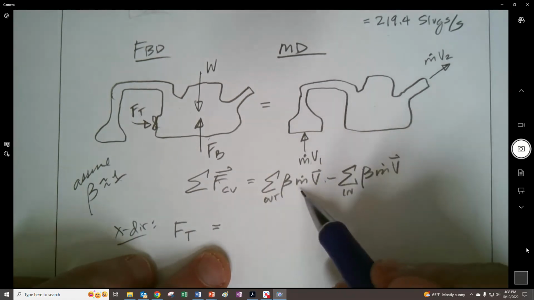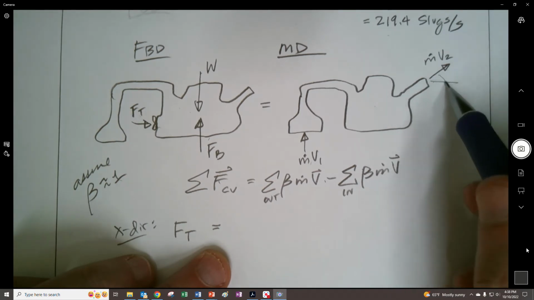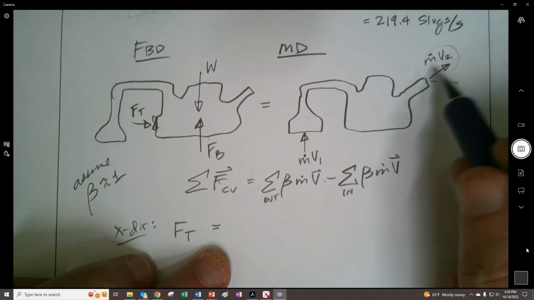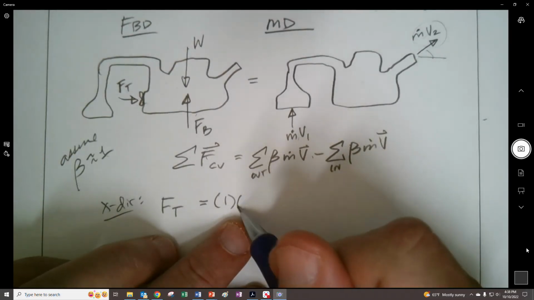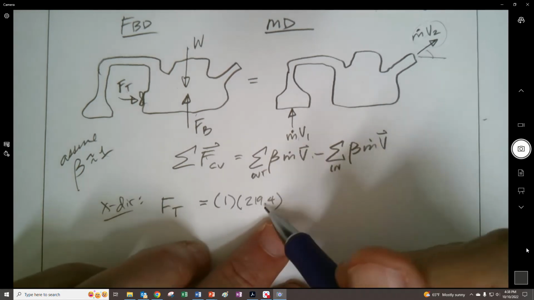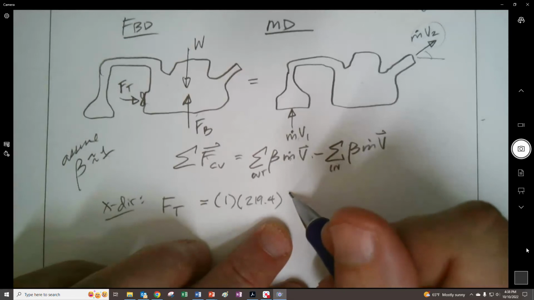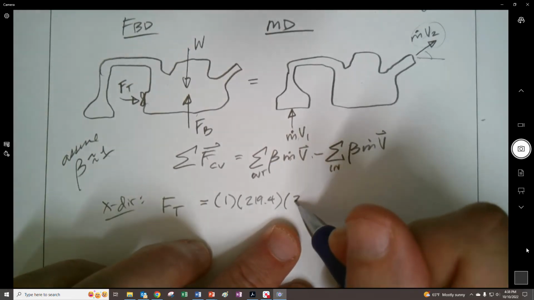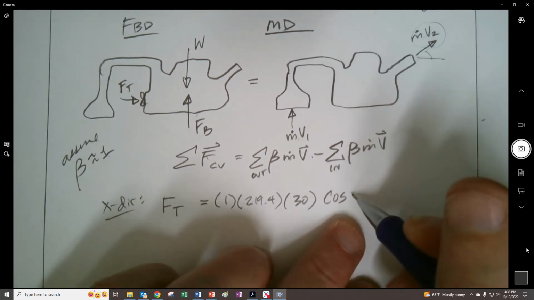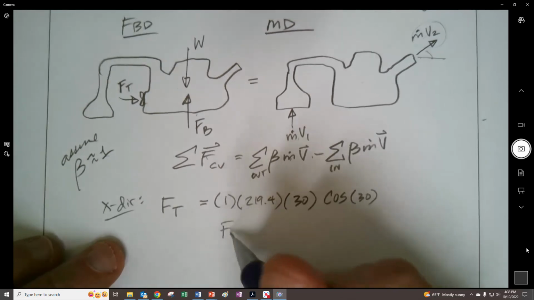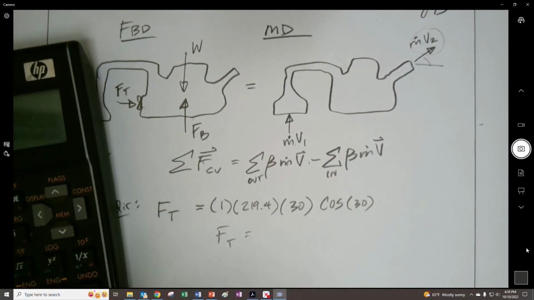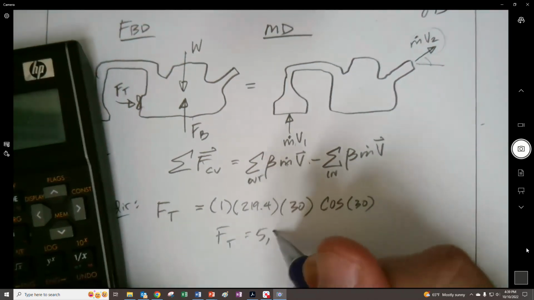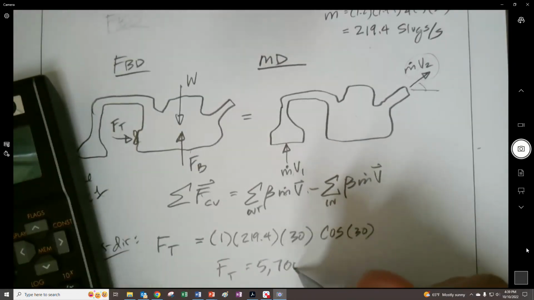So anyway, I can put this stuff in here. Of course, the only thing that matters is the stuff in the x direction, or a portion of this in the x direction, and that's 30 degrees right here. So I'm going to go ahead and put numbers in there. I have 219.4 as the mass flow going out, and the velocity we established was 30, but we're only going to take the cosine of 30 of this. If I didn't make a numeric mistake, we would take 30 times 30 cosine times 219.4, and we would sure enough get 5,700 pounds of thrust. And it needs to go in that direction.